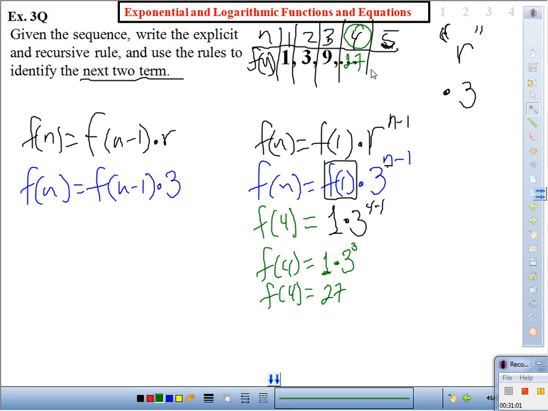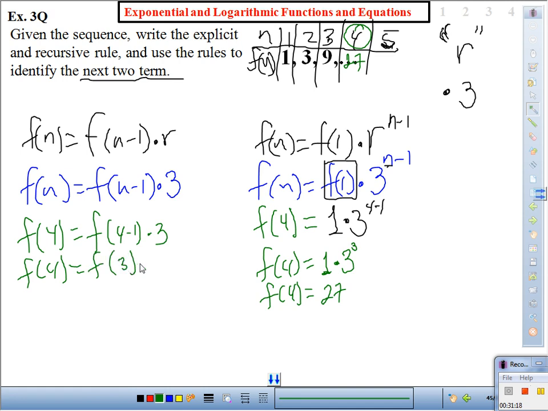Let's see if I get the same number using the recursive. F of 4 equals f of 4 minus 1 times 3. F of 4 equals f of 3 times 3. F of 4 equals, what is f of 3? F of 3 is 9 times 3, so f of 4 equals 27.